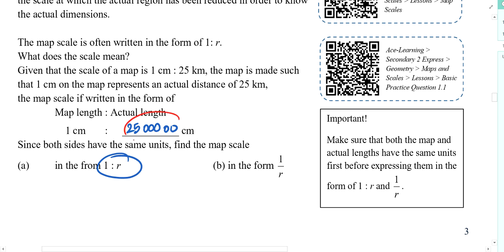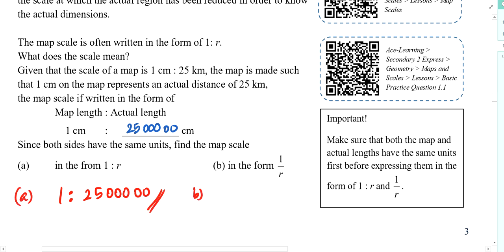This one over here in blue, it represents our 25 kilometers. But we need to change the units to be the same. So that's where we have 250000. So now both sides have the same unit already. We want it in the form 1:r. So the answer will be 1:250000. Okay, so this is for part A. Then for part B, in the form 1/r, simply put 1 divided by. That's the answer.